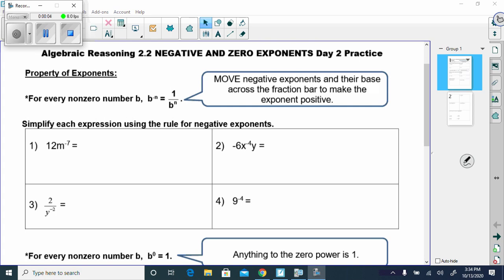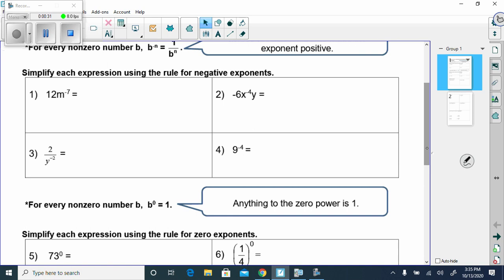Number B, if you have B raised to a negative exponent, we can just put it in the bottom of a fraction and make it positive. So basically, our rule here is to move negative exponents and whatever their base is across that fraction bar to make it positive. So here, it was in the top, so I can move it to the bottom. Here it's in the bottom, I move it to the top. Just move it across the fraction bar. Okay. So, we've got a few examples of that.